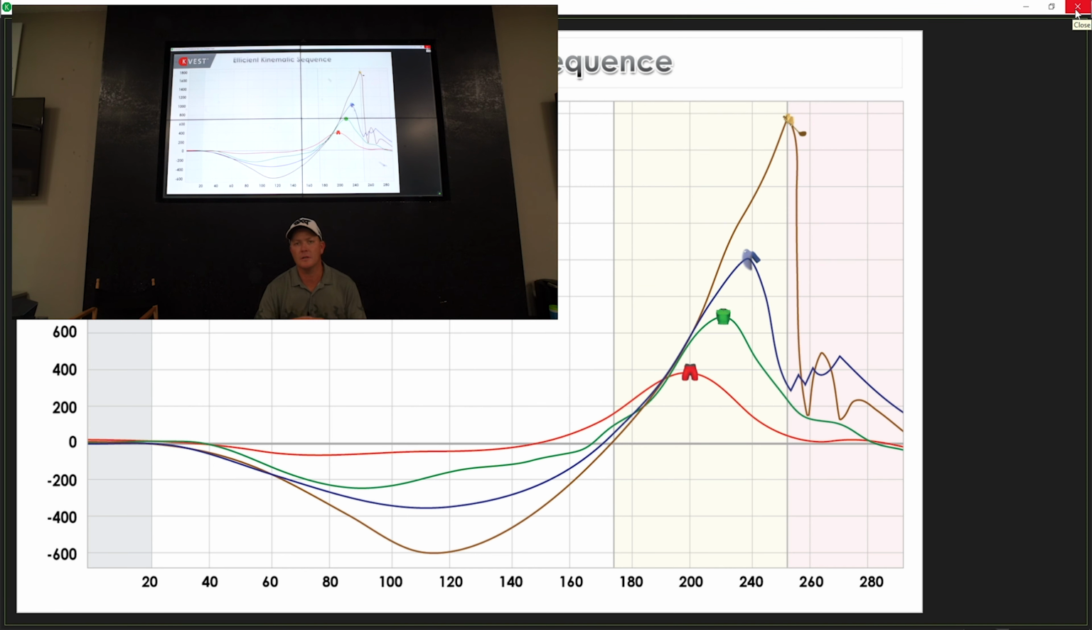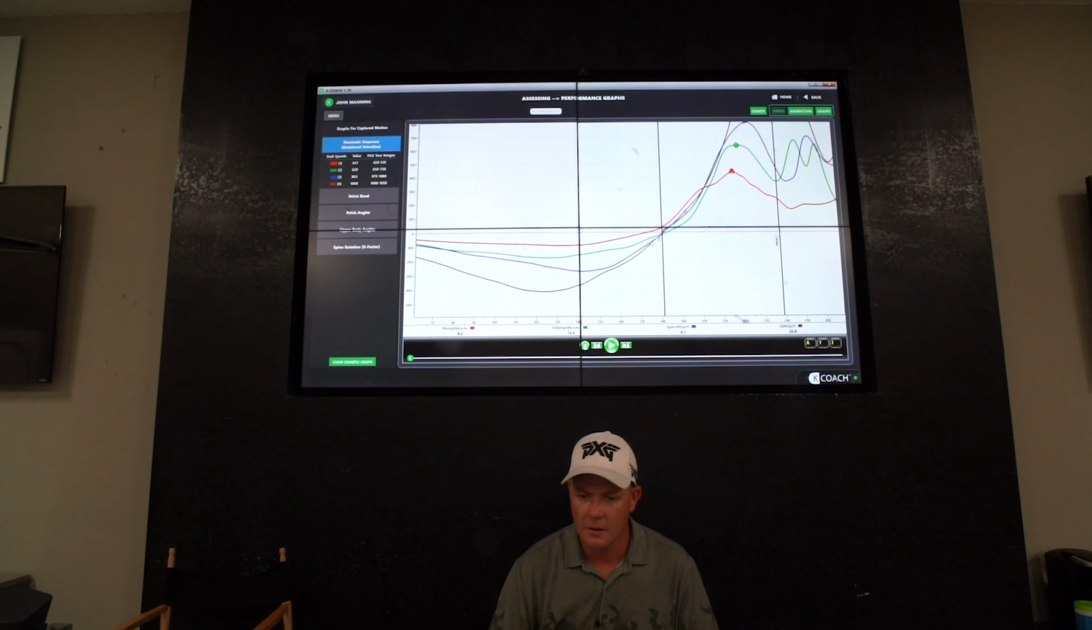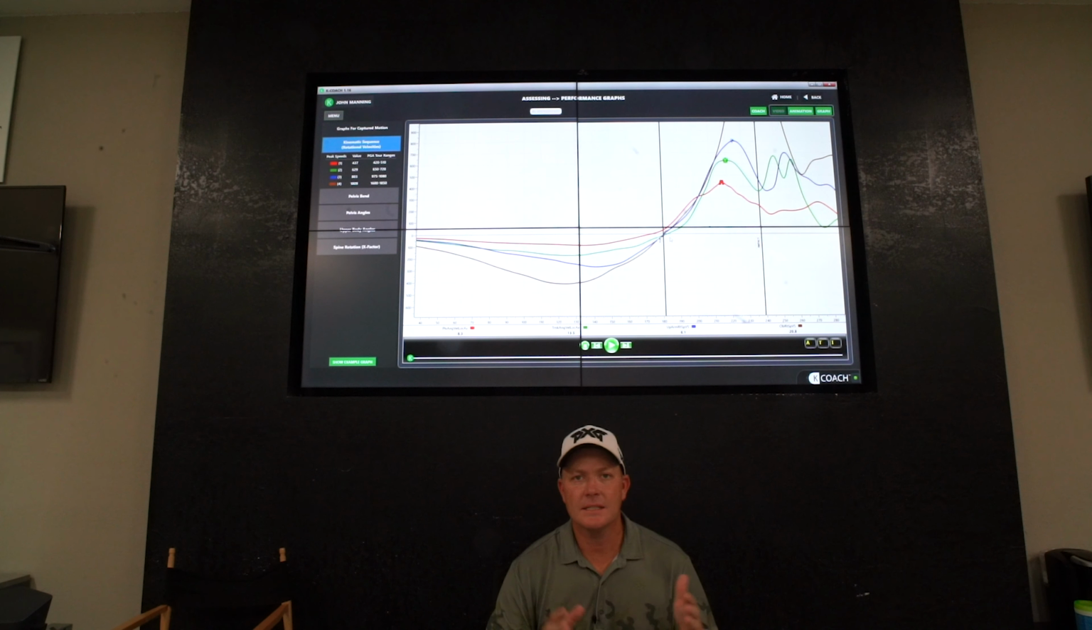Now, I think it's important to understand that all the 3D systems out there define the top of the backswing by that moment in time in which the club changes direction. The next thing we want to talk about as it pertains to transition sequence is the 3 types of patterns that we'll see.